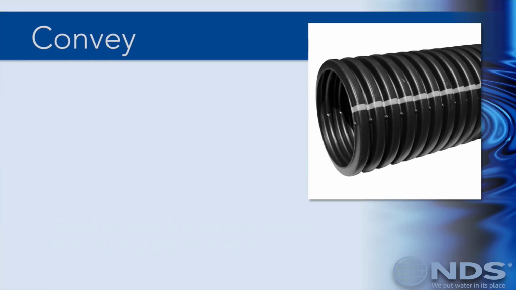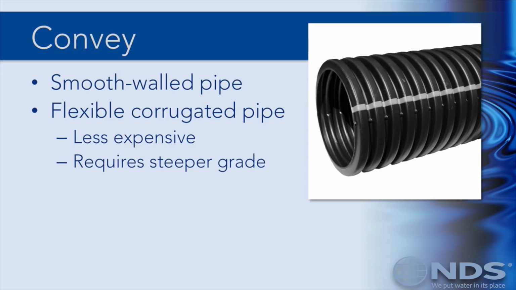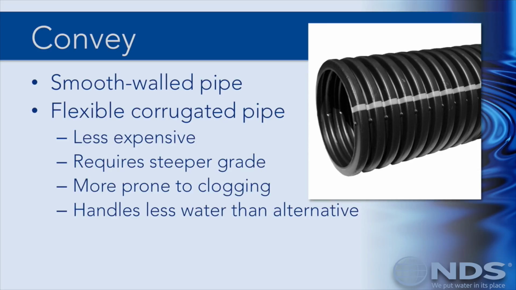Water is typically conveyed with pipe, either smooth walled pipe or flexible corrugated drainage pipe. Corrugated pipe is less expensive but requires a steeper grade. It is more prone to clogging and handles less well than smooth walled pipe. Your pipe size will be determined by the system's flow rate, which we'll calculate in a moment.